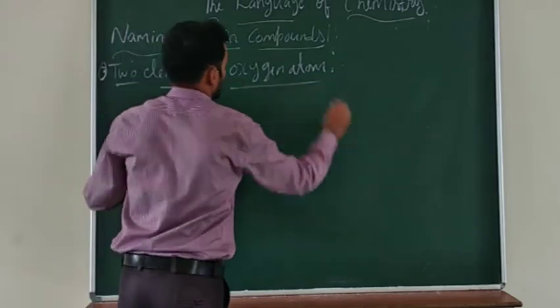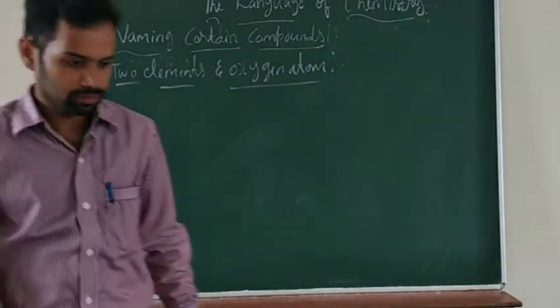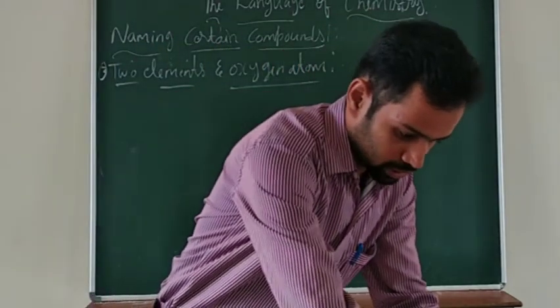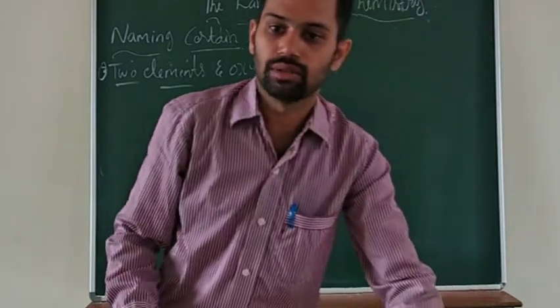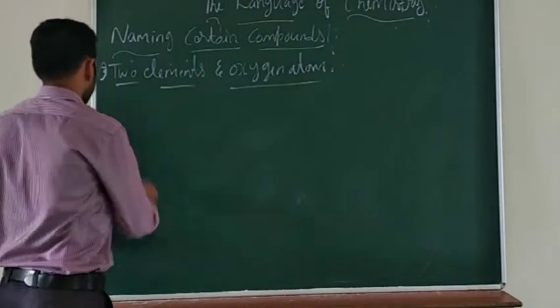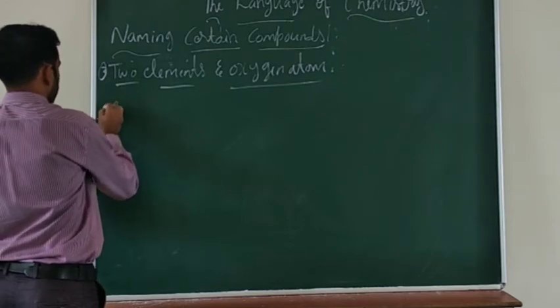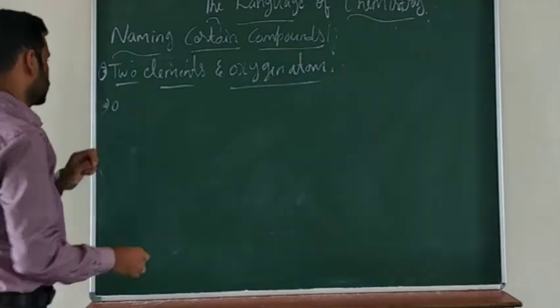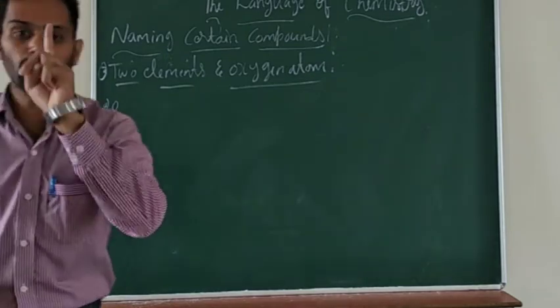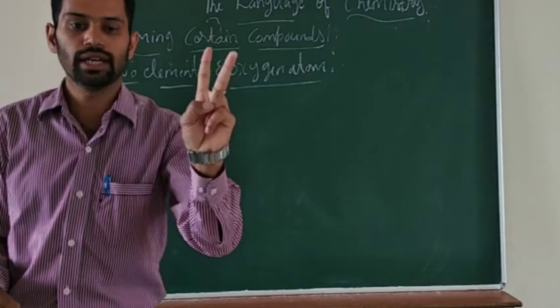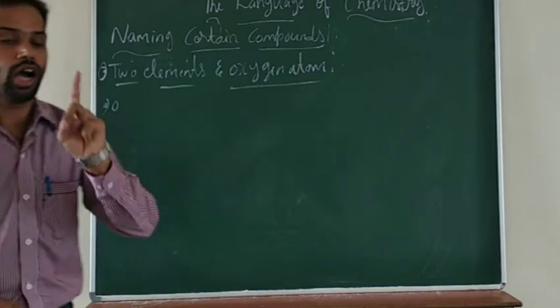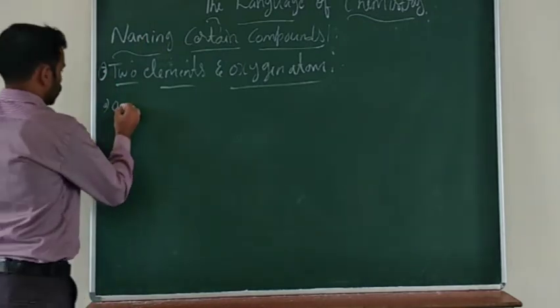Two elements and oxygen atoms. So two elements are there and one oxygen atom is there. For example, the first one I have considered has one oxygen atom. Two elements with one oxygen atom. How to name that compound?